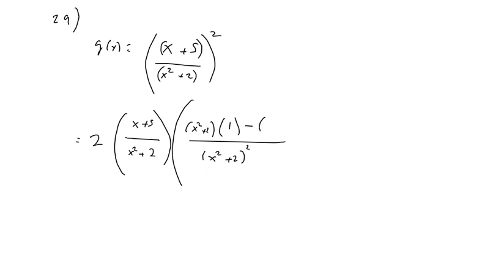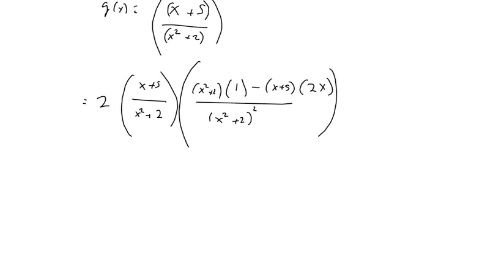minus high d low. What's the derivative of this lower one, x squared plus 2? Well, I got my x squared, right? We always do derivatives of x parts. So that's going to be 2x. Very good. Low d high minus high d low over low squared. And there we go. There's my answer.